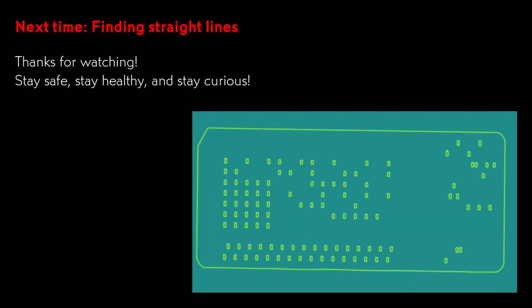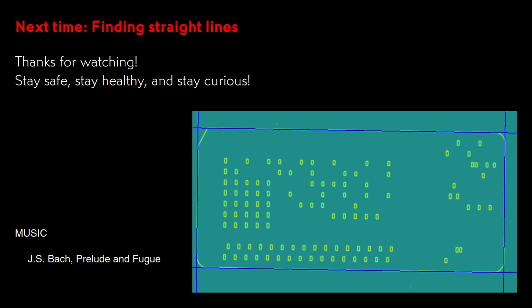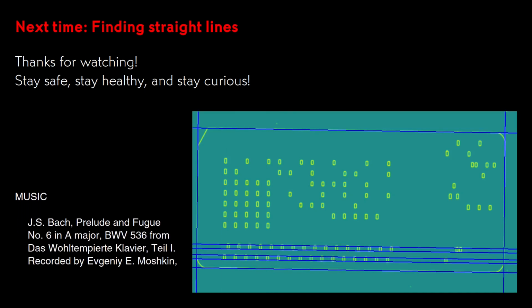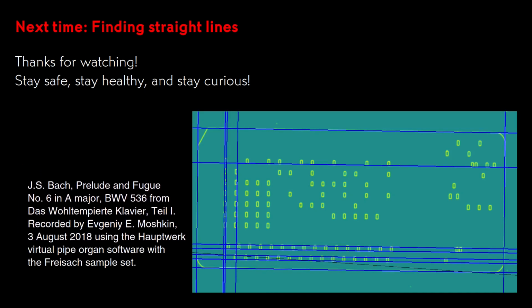Thanks for following along with me on this journey toward decoding punch cards. Next time, we'll be looking at an algorithm to find straight lines in an image of the edges, and how to use that algorithm to establish the coordinate system of the card. So stay tuned for that.